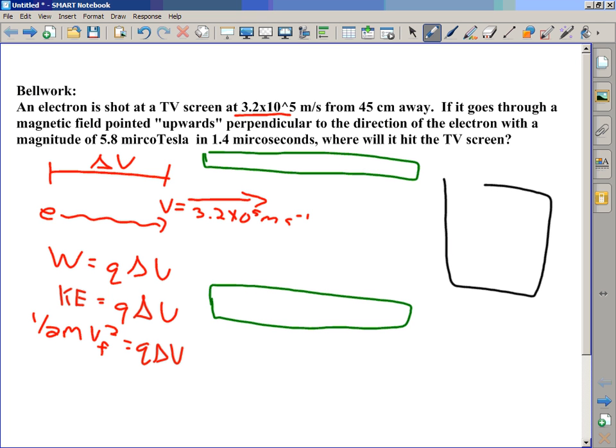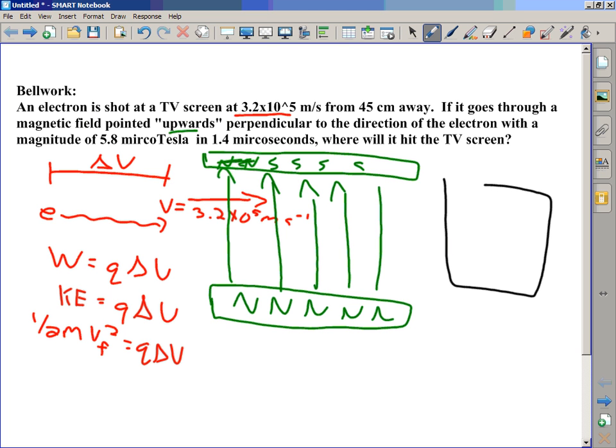All right. I don't tell you which way the field is going. No, excuse me, pointed upwards. Right. So that means you've got souths up here, and norths for all practical purposes down here, right? Thus, I'm getting a nice uniform magnetic field going up, right? With a strength B equals 5.8 microtesla.